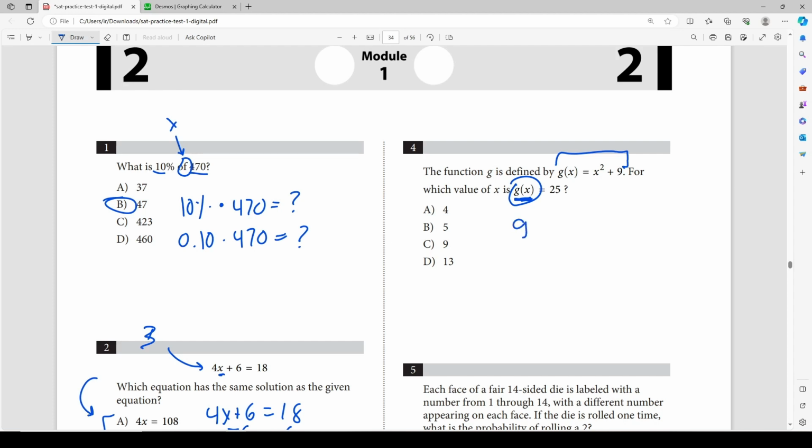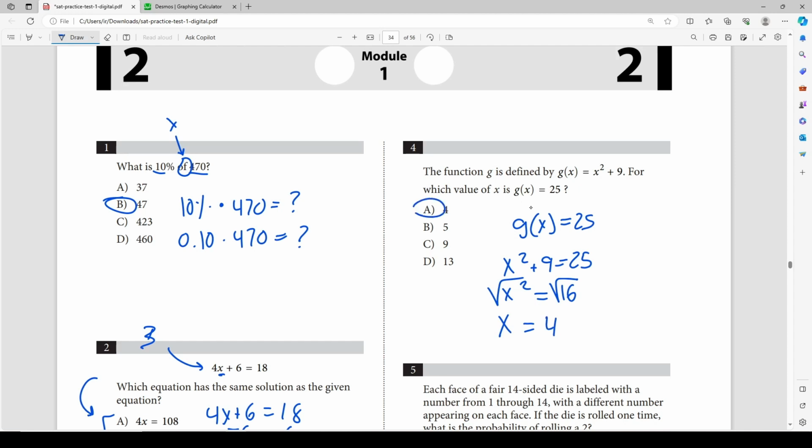So if g of x is equal to 25, we can just say that x squared plus 9 is equal to 25, right? These are the same thing. And all it's asking us is what value of x is going to equal 25. So we just subtract 9 on both sides. So we get x squared is equal to 16. The square root of 16 is going to be 4. That means that x has to equal 4, right?